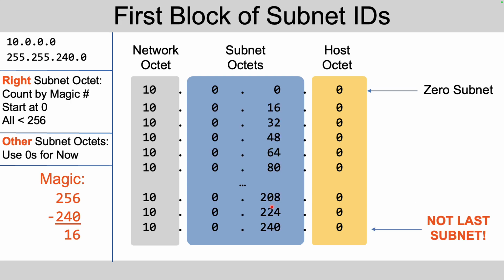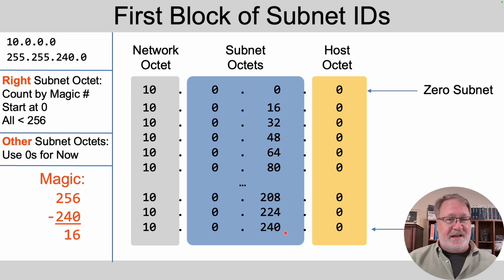Well, we take 256 and we take 240. Why 240? Well, we're working in the third octet, so we take the mask's value in the third octet, subtract it from 256 to get 16. So that's our magic number here in the third octet. So we add 16, add 16, add 16, add 16, all the way up to 240, and that's the end of our block. I know that's the end of the block because if I added 16 more, I'd get to 256. That number is out of range. So it's the same kind of logic to see that you're out of range, but it's not the last subnet ID, it's the last subnet ID in this block.